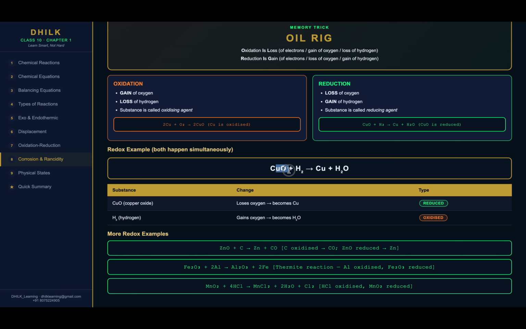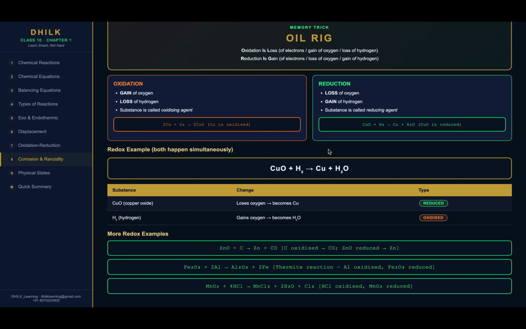So here CuO has an oxygen atom, but in the product there is no oxygen with the copper. So there is a removal of oxygen, or loss of oxygen. If there is loss of oxygen, that is a reduction reaction, right? So this conversion of CuO to Cu is a reduction reaction. Copper oxide is reduced to copper.